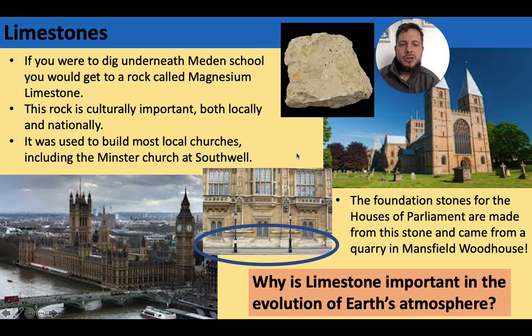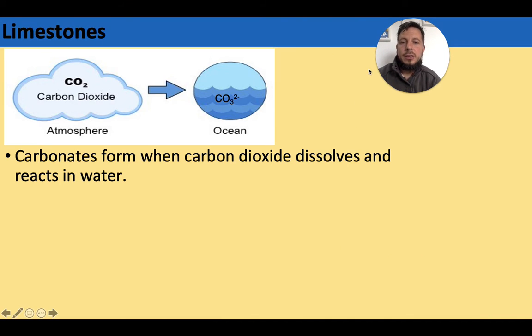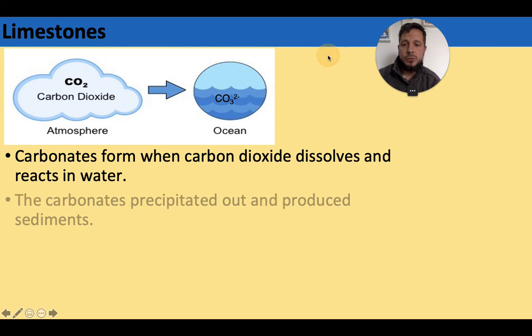But why is limestone important in the evolution of the atmosphere? Well, when carbonates form after carbon dioxide is dissolved in the ocean water, they are precipitated out, they produce these sediments.